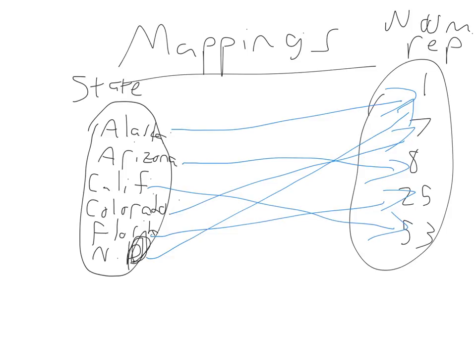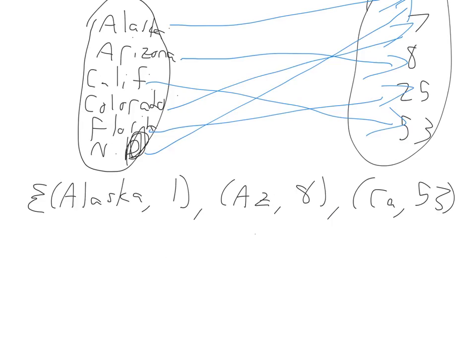You could also show it as an ordered pair if you wanted, which I guess I'll do now since I already mentioned it. Alright, you say (Alaska, 1), abbreviated (Arizona, 8), (California, 53). And I'm too lazy to write out the rest, but I think you get the picture.